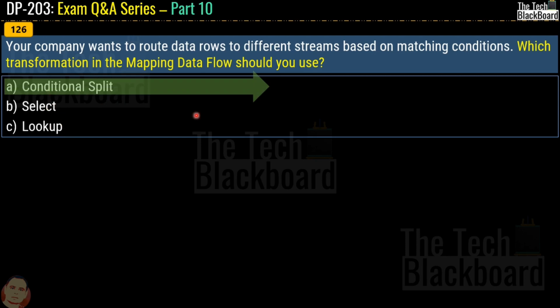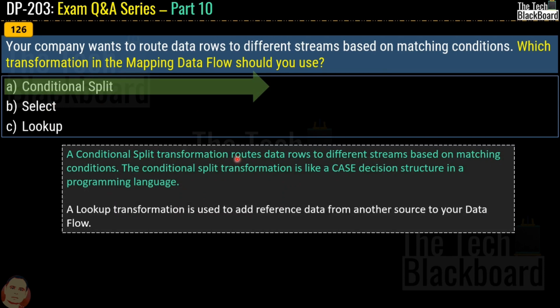Now let me give you details on it. A conditional split transformation routes data rows to different streams based on matching condition, as we also read in the question. The conditional split is like a case decision structure in a programming language. And then we have select, not a correct option. And then we have lookup. Basically, lookup transformation is used to add reference data from another data source to your data flow.